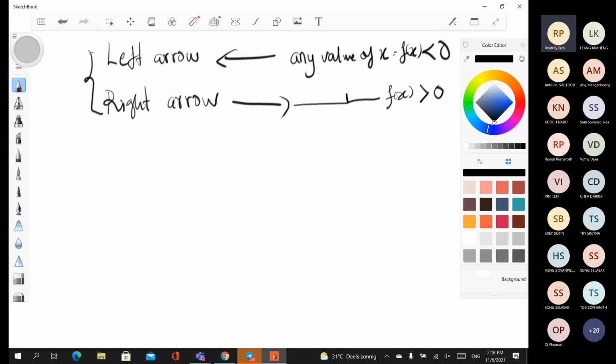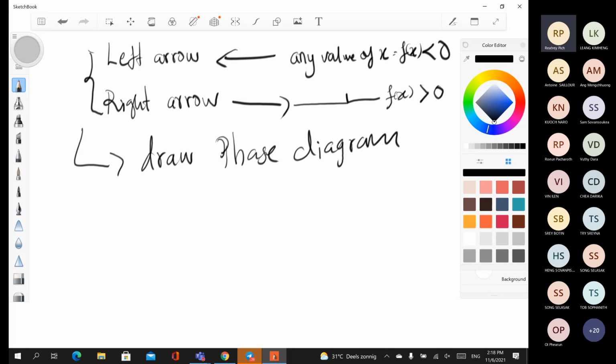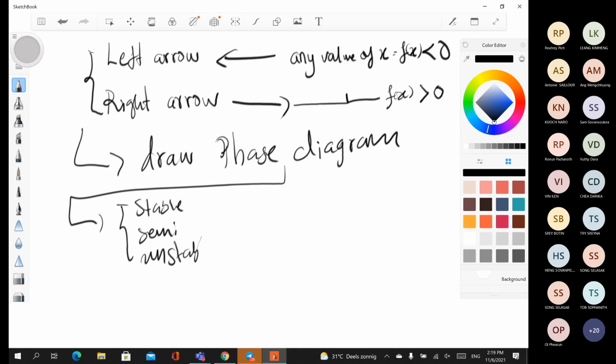So based on this definition, you can draw the phase diagram. Based on the phase diagram, you can identify that your system is stable, semi-stable, or unstable. But you cannot know the flow of the system. So to reach the flow of the system, you have to use the slope field.